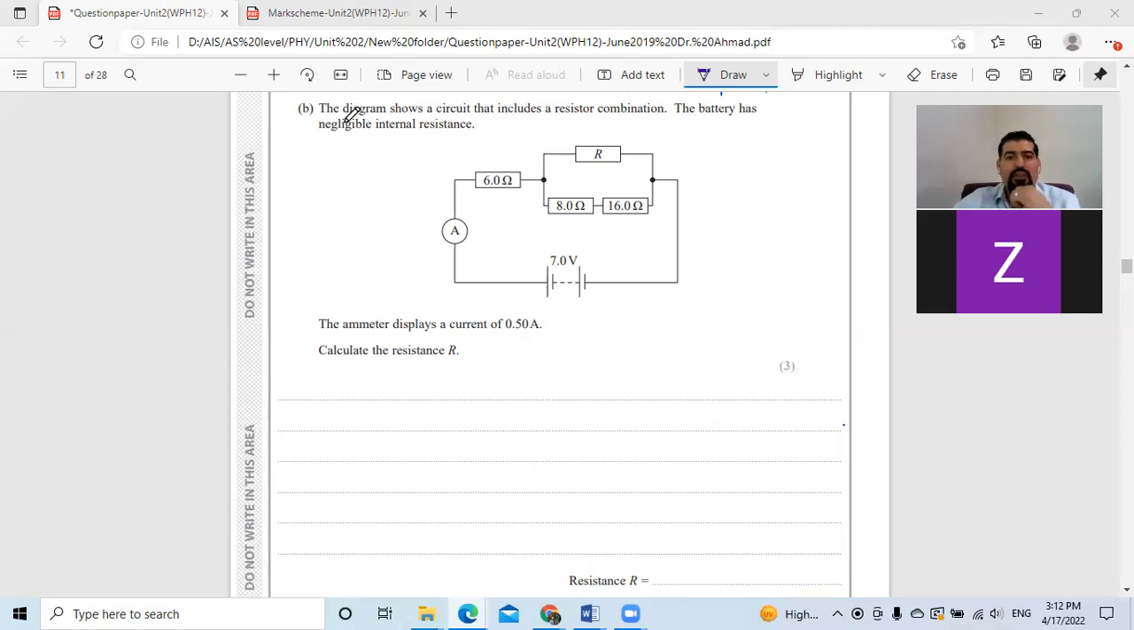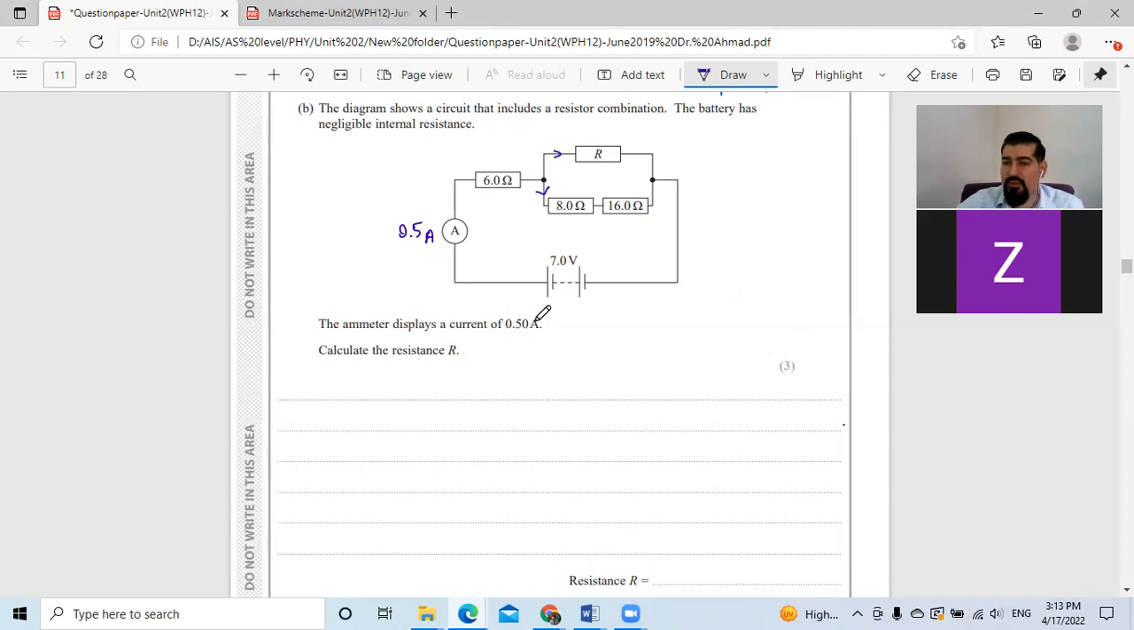The diagram shows the circuit that includes this combination of these resistors. The ammeter displays a current of 0.5 ampere. The current here is 0.5 ampere. That means the current in the 6 ohm and in the 7 volt battery is 0.5 ampere. Now the current is divided through this connection in parallel. Calculate the resistance R, 3 marks on it.